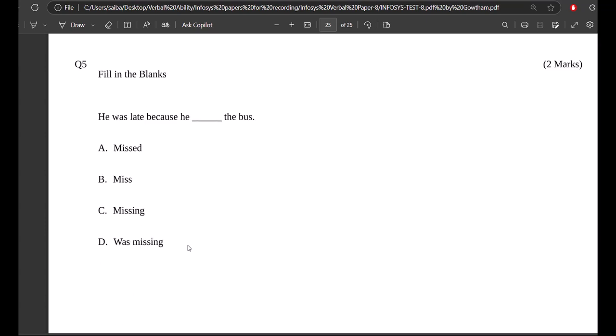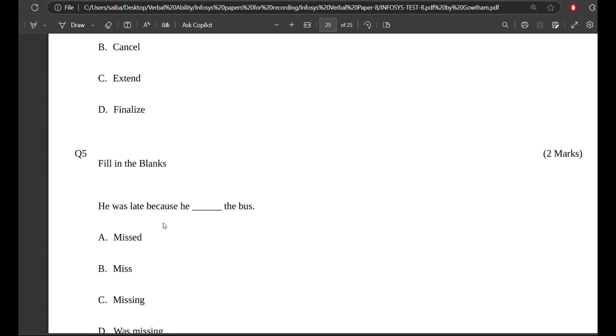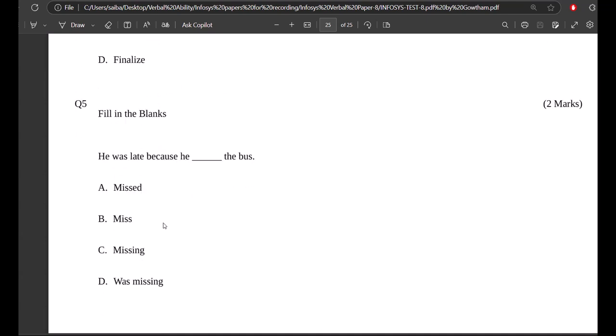Next one, he was late because he missed the bus. He missed the bus. Okay, we have come to the end of the paper. This is Infosys Verbal Test Paper 8.